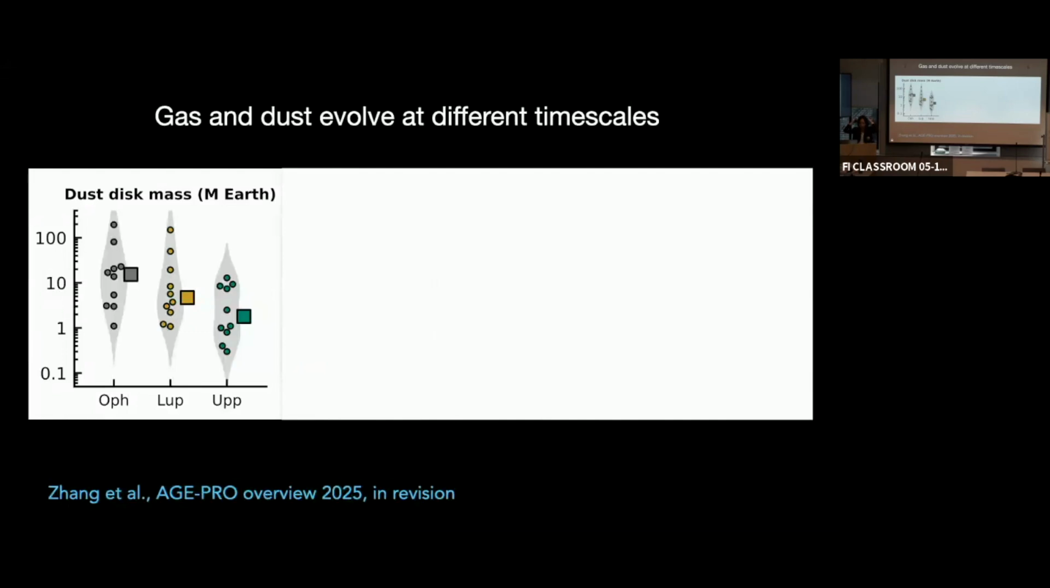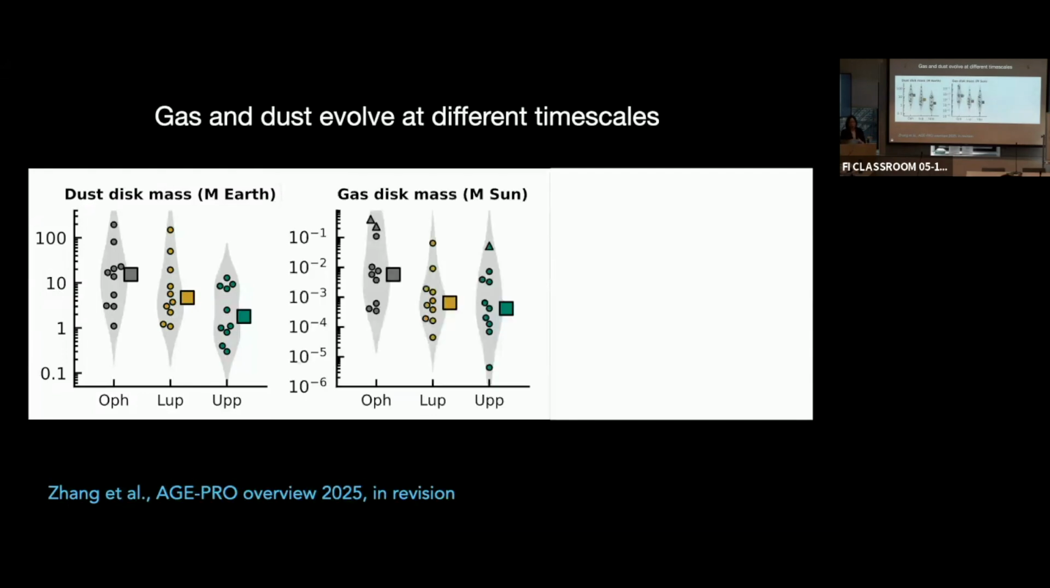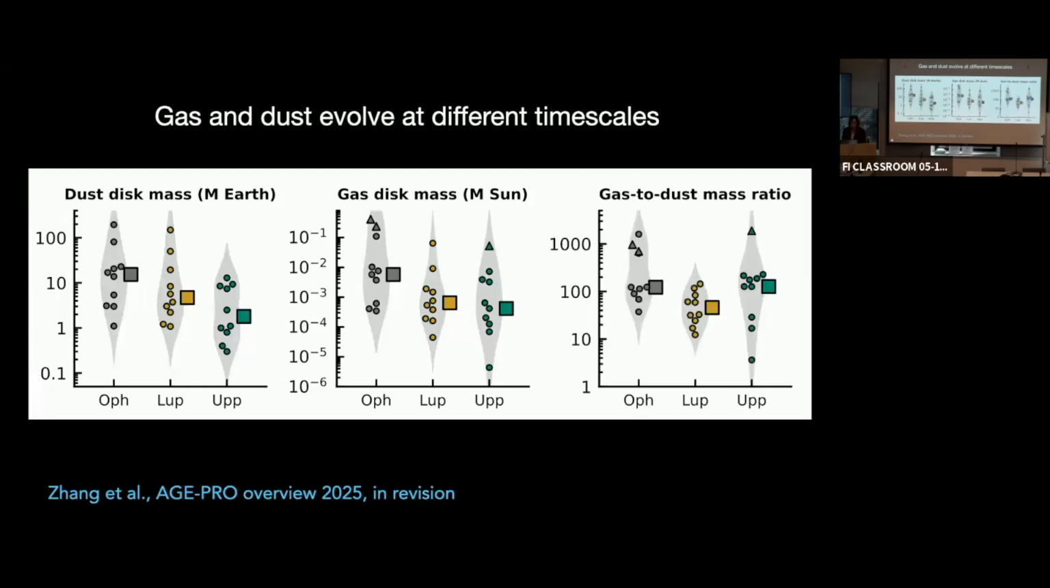If you plot these three regions and look at their dust mass, this is how they look. Each region has a big spread, but the median value decreases over time in terms of dust disk mass. When you look at the gas disk mass, you see a different picture. The gas mass decreased quickly over the first 1 million years, and then it slows down. So it's not like the dust disk mass, which seems to decrease steadily, while the gas evolves on its own time scale. This leads to an interesting swing in the gas to dust mass ratio.